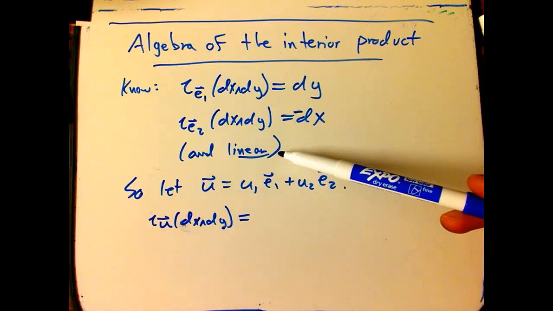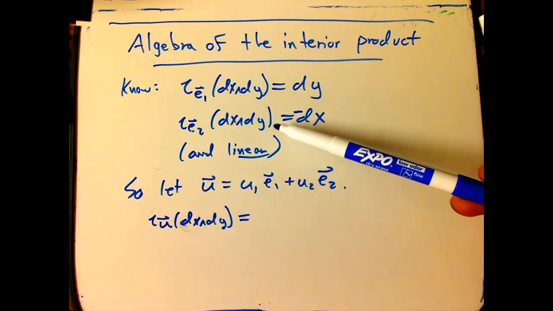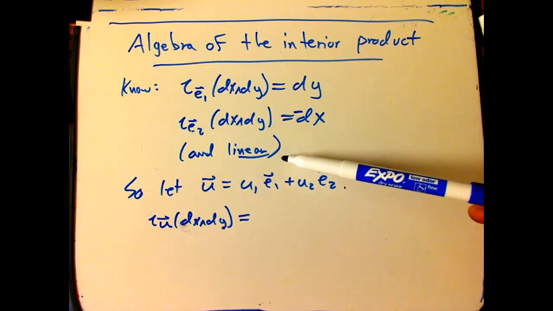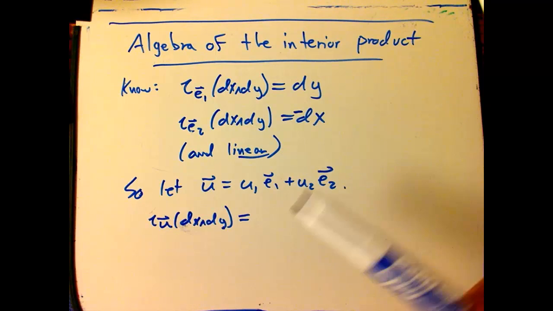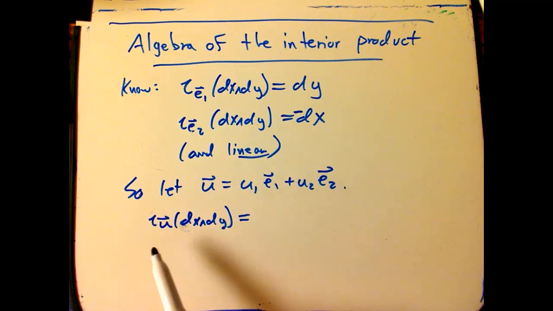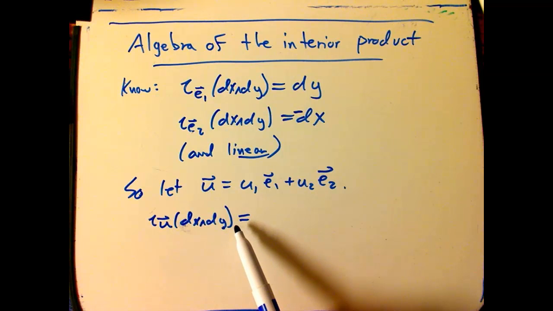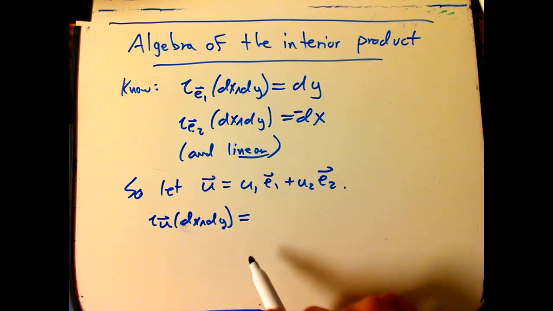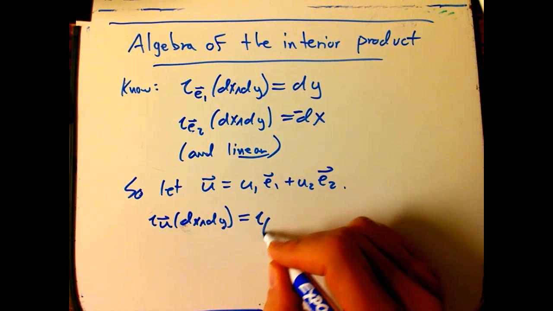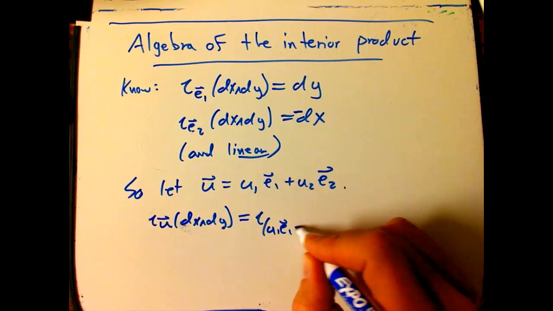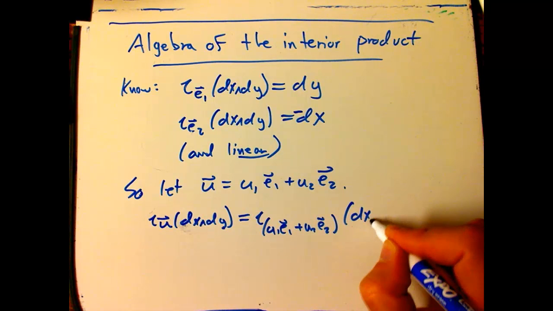And, of course, it's really crucial that it's linear, both in the vector argument and the form argument. It's pretty easy to show by the basic algebraic definition that I gave a couple videos ago. So let's use that linearity to figure out what IU on dx wedge dy is, and then I'm going to use that to explain a very, very important algebraic rule for I. So that's just going to be I_u of dx wedge dy.